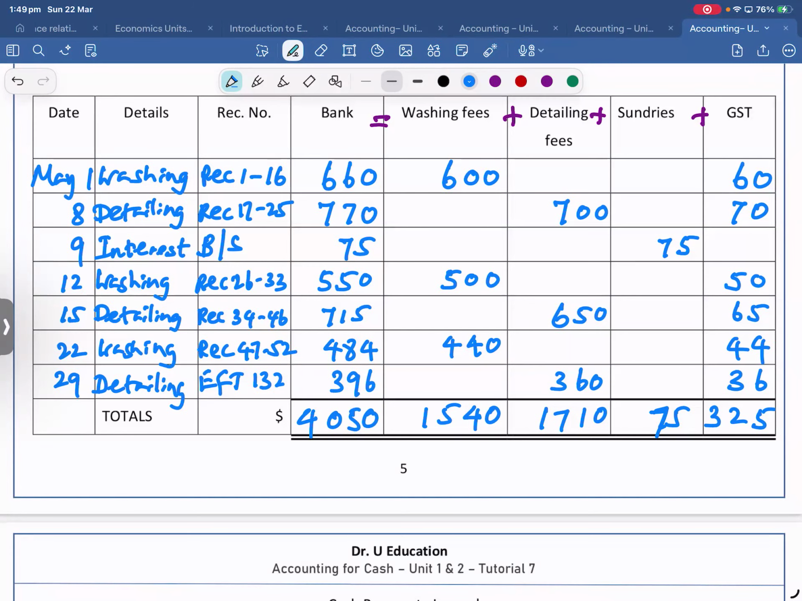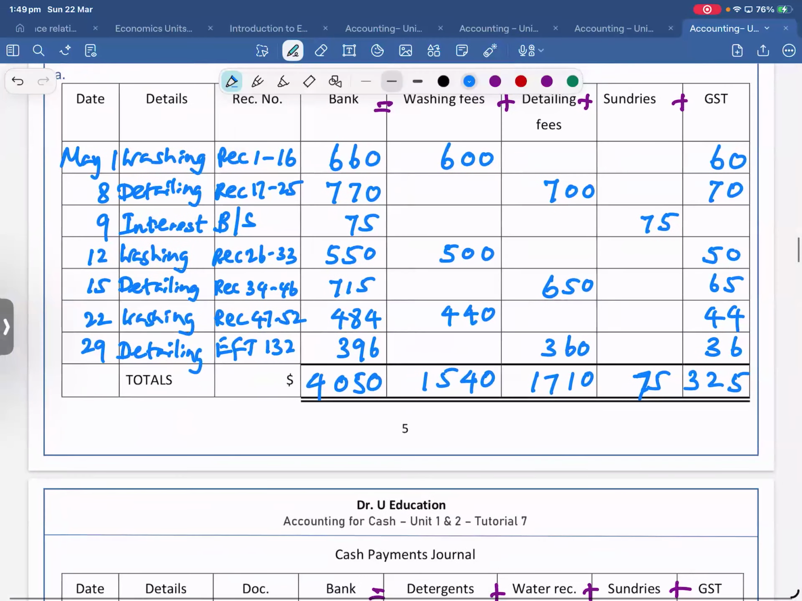Just check the total. I got 4054 receipts. Wait, but you have to change the calculator from... You are having degrees. No. You have to go to the mode.